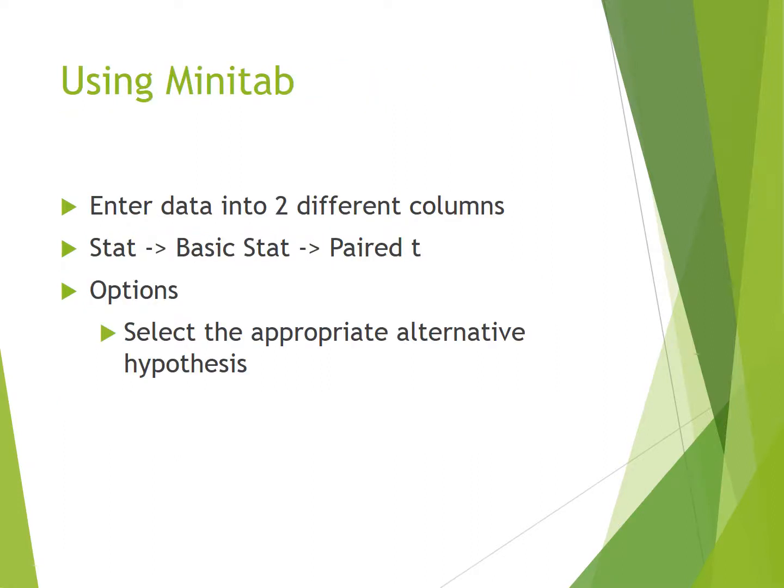To use Minitab, you're going to enter the data into two different columns. Column 1 will be sample 1, column 2 will be sample 2. Then you go to Stat, Basic Stat, Paired T. Paired T is the same thing as with the two sample matched pairs. Then you go to Options, you enter in the two columns that you have your data in, go to Options and select the appropriate alternative.